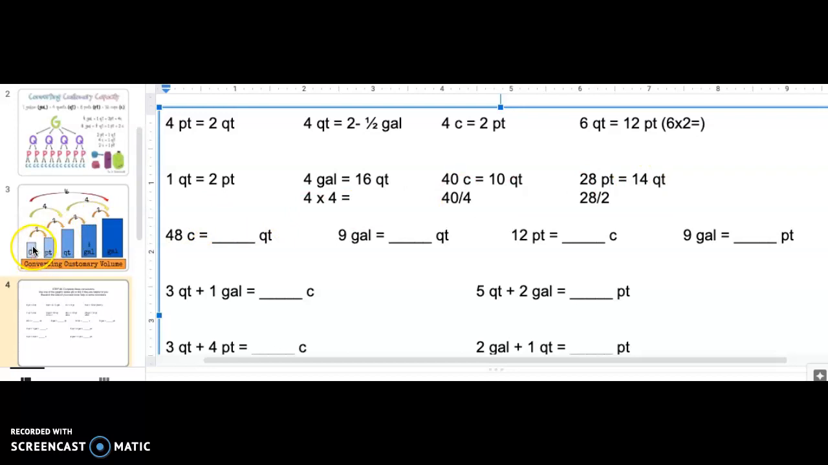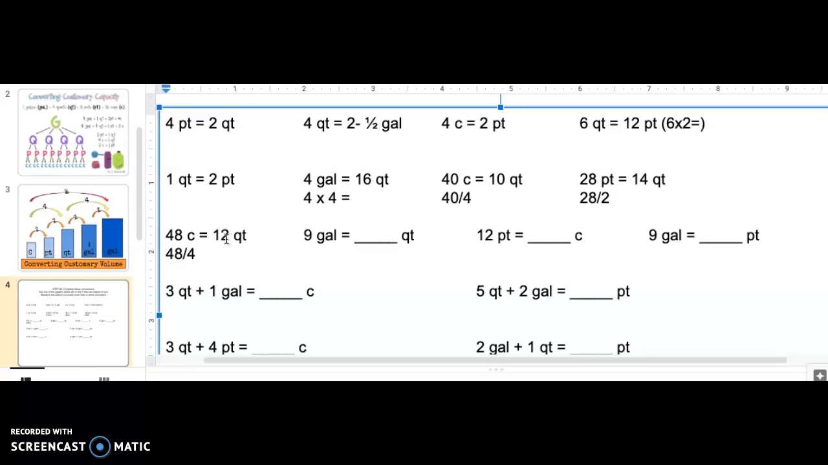Next row, I have 48 cups. How many quarts could I make? That's 2 jumps between those. 2, 4. There are 4 cups in every quart. So I'm going to take my 48 cups and divide it by 4. And I'm going to see how many quarts I can make when I divide by 4 cups in every quart. And you would get 12.